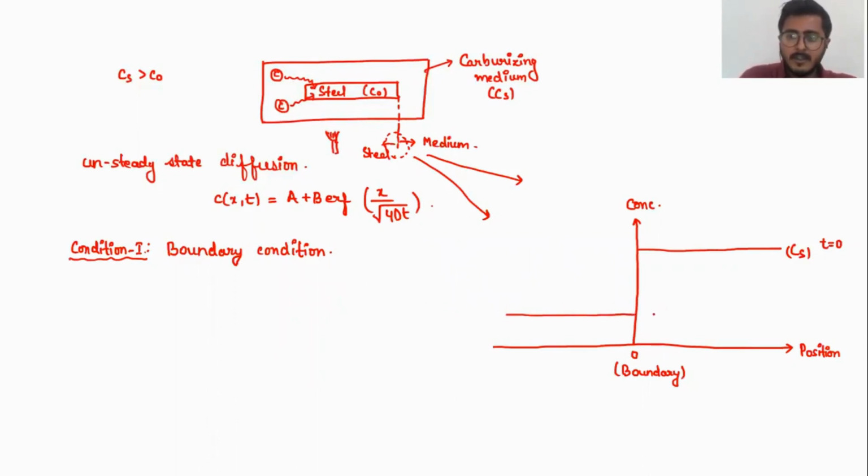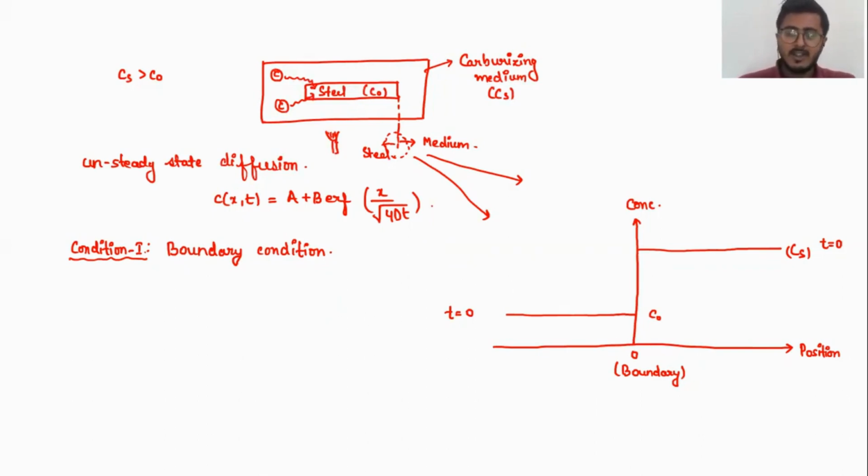Okay, so this is my C naught composition that is again at t equal to 0. Now what I did, I started heating the system. Then definitely the temperature increases. With the increase in the temperature, the diffusion will be facilitated and the carbon will diffuse from the carburizing medium inside your steel component.